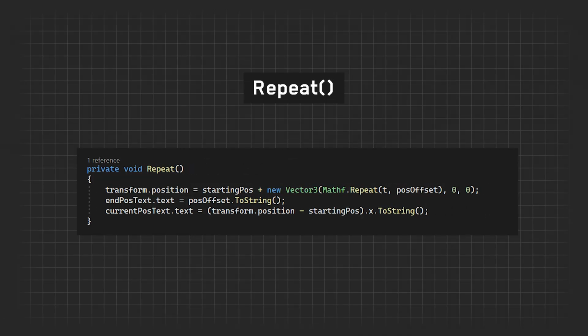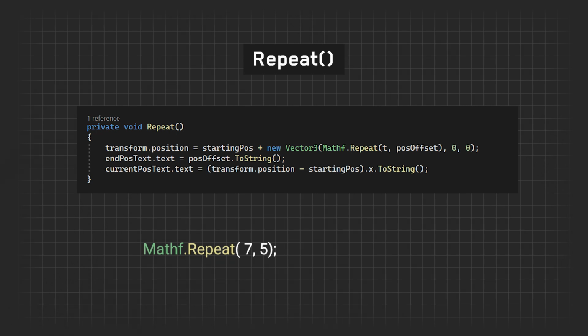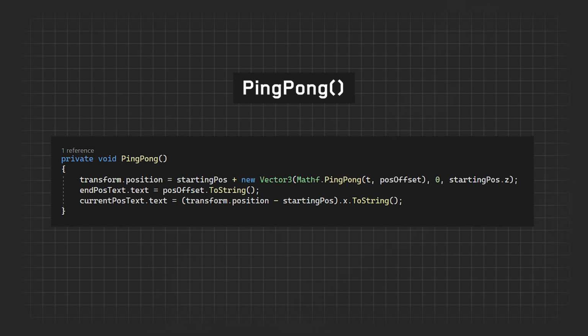Next, let's discuss the repeat function. This function takes t as the first parameter and length as the second parameter. It loops the value of t between 0 and the specified length. For example, if t is 7 and the length is 5, repeat will return 2. In other words, it acts like the modulo operator but works with decimals. One use case for this function is creating looping animations by passing time.time as the first parameter and the target length as the second.